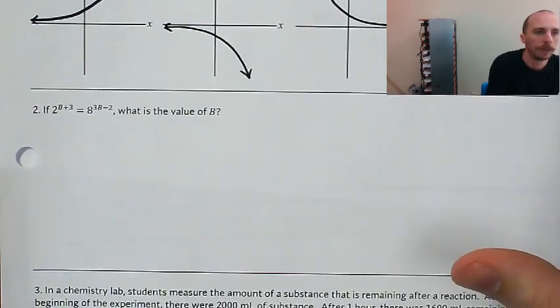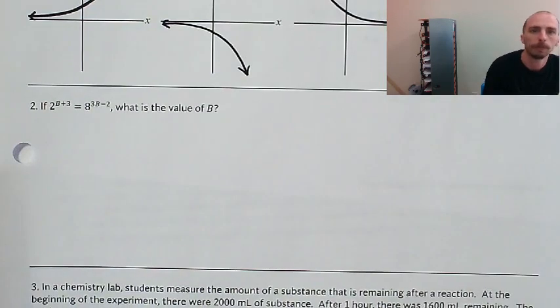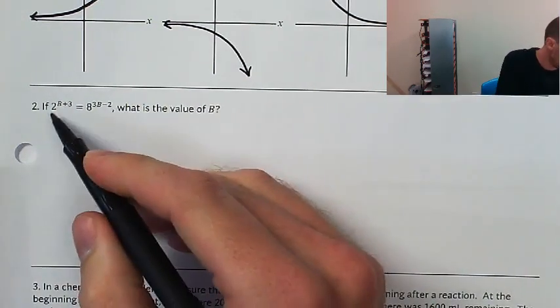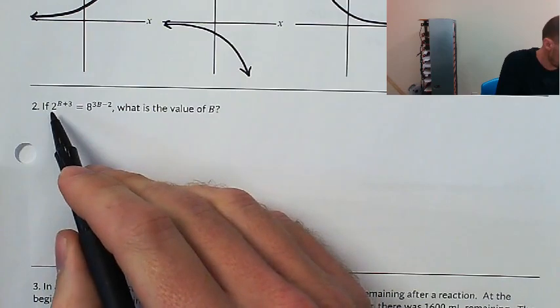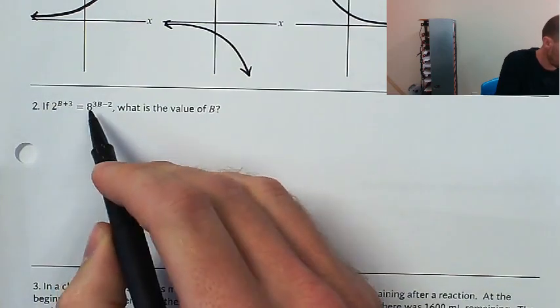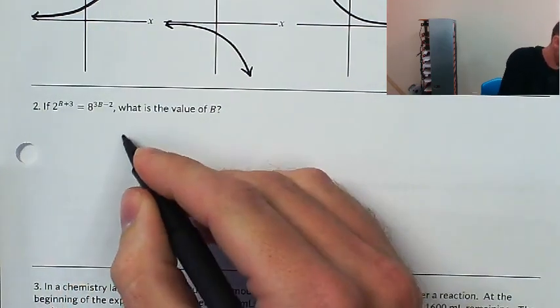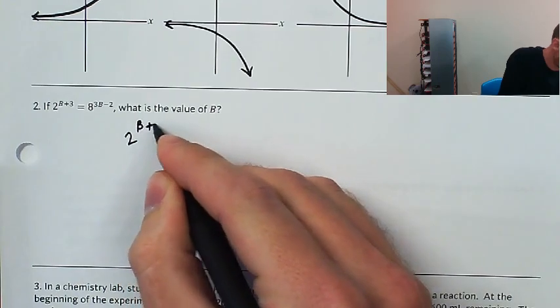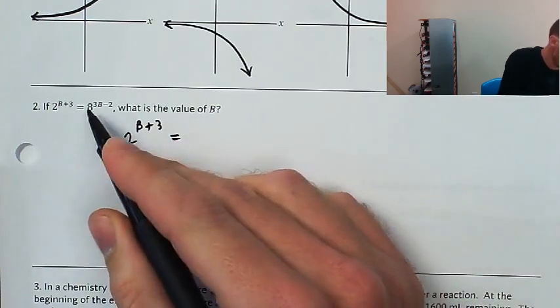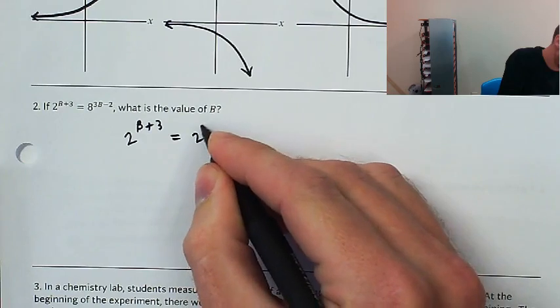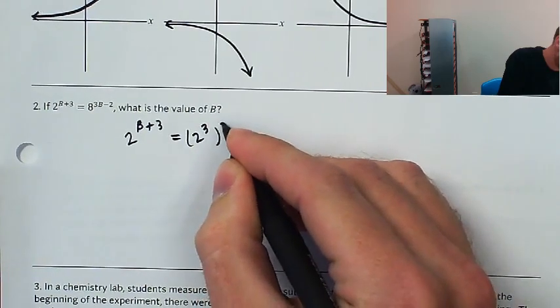If 2 to the b plus 3 equals 8 to the 3b minus 2, what's the value of b? Okay, so what we need to do here is write both of these as a power of 2. 2 is already a power of 2. 2 to the b plus 3. We're good there. We're going to need to write 8 as a power of 2. 2 to the 3 is equal to 8.